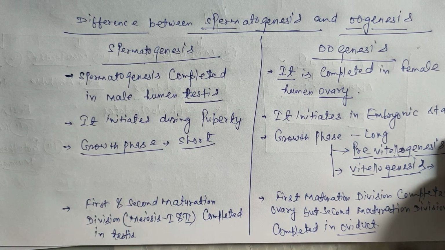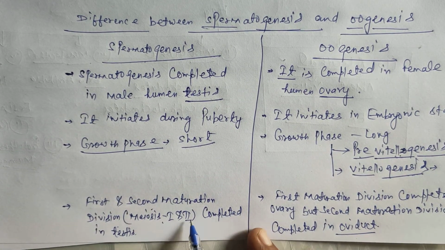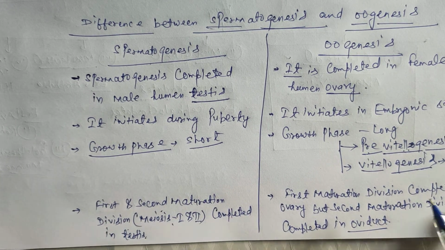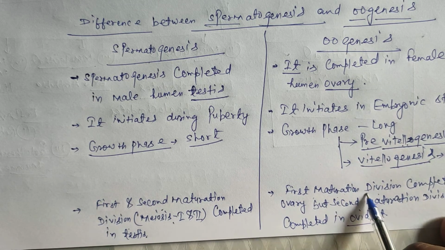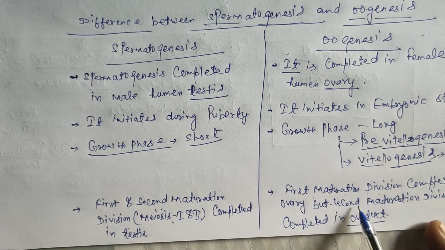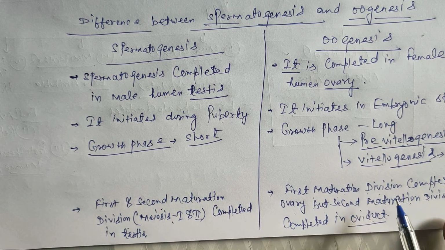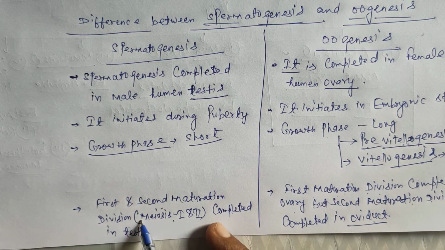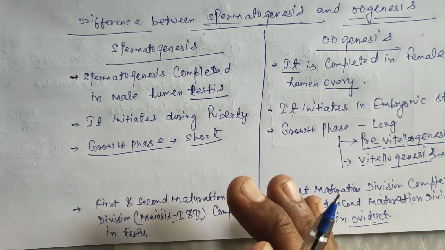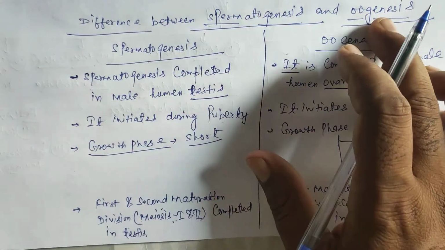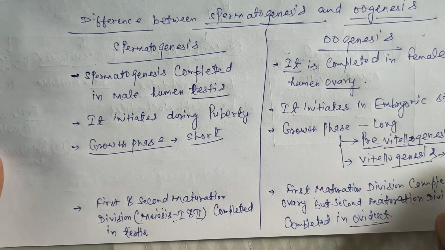So next difference is first and second maturation division. It means meiosis first and second are completed in the testis, but in oogenesis the first maturation division, meaning meiosis first, is completed in the ovary, but the second maturation division, meaning meiosis second, is completed in the oviduct or fallopian tube. Students, remember, meiosis first and second are completed in the maturation phase. Maturation is a phase of both spermatogenesis and oogenesis.